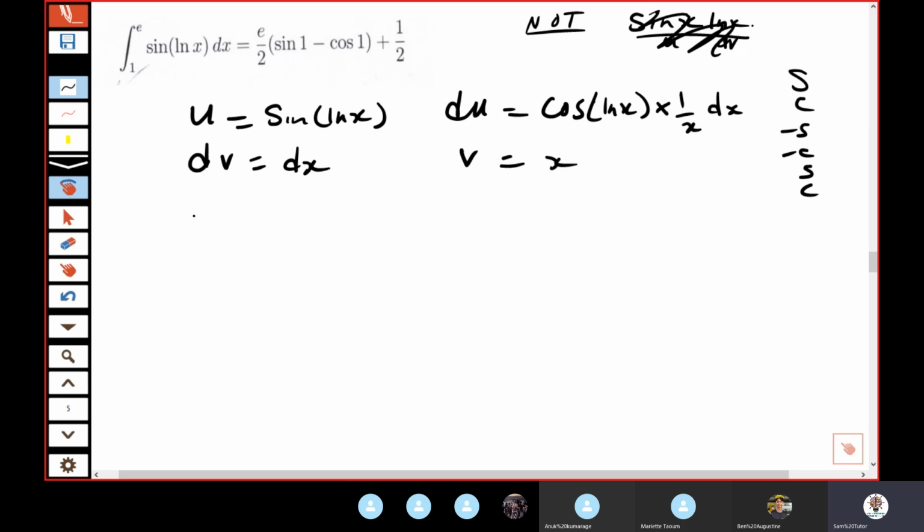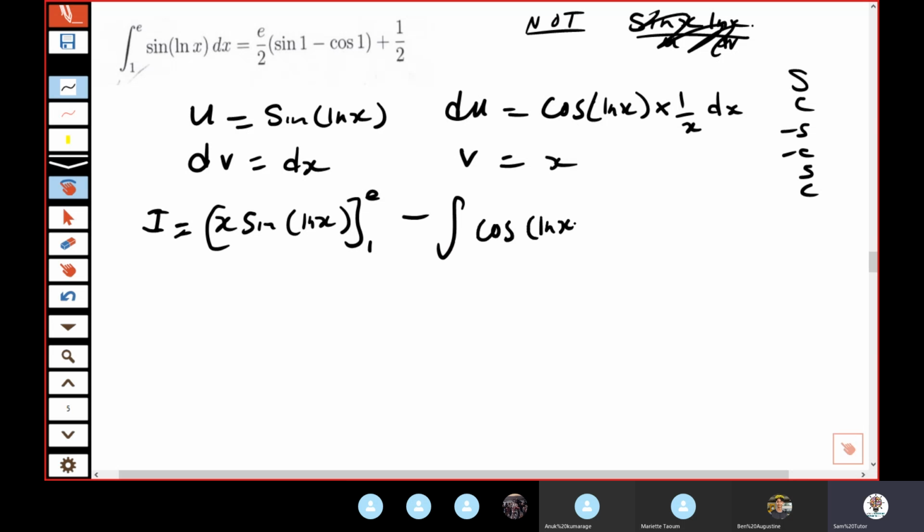Okay, next one. This times this, so that's just x sin(ln x) with our limits of e and 1, minus x and 1/x cancels out, so that becomes the integral of cos(ln x) dx, with, again, limits e and 1.